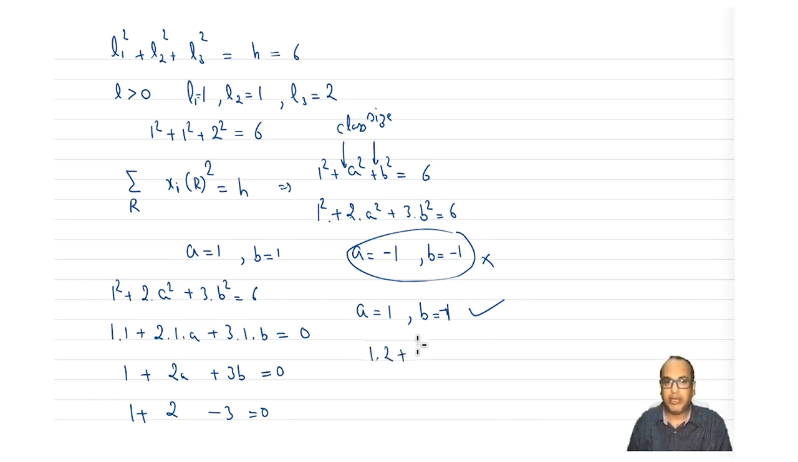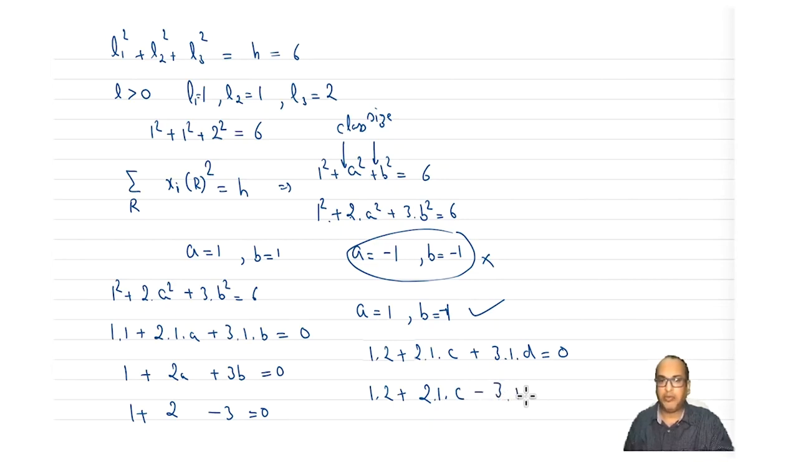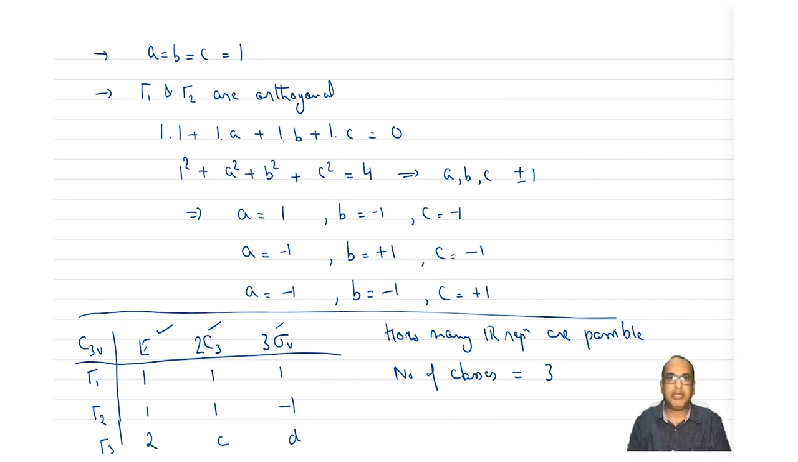So 1 into 2 plus 2 into 1 into C plus 3 into 1 into D should be equal to 0. Then 1 into 2 plus 2 into 1 into C minus 3 into 1 into D equal to 0. So here I have exploited tau 1, tau 3, and here I have exploited tau 2 dot tau 3 equal to 0, right? So now you have two equations, two variables, you can easily solve it. And you can see that C will come out to be minus 1 and D will come out to be 0 for this. Okay. So that means we have got this trace also.